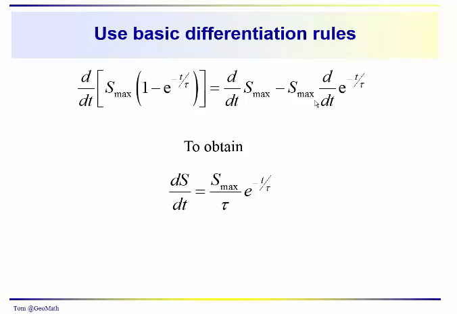So we've got these two terms here. And we know that we just rewrite the original function and then multiply it by the derivative of the exponent, which in this case is, what's it going to be? The derivative of minus t over tau with respect to t is just going to be minus 1 over tau. So we have a minus 1 over tau times a minus S max. The minus signs cancel out. We end up with the sedimentation rate being equal to S max over tau e to the minus t over tau.